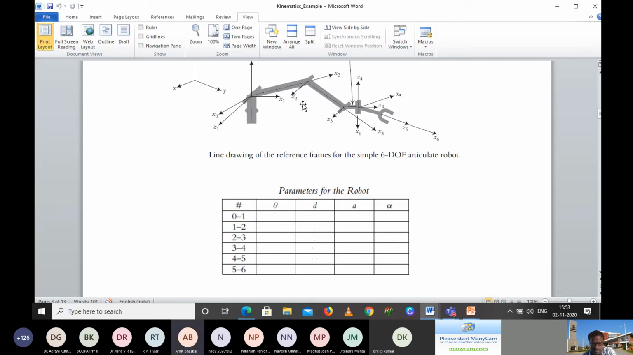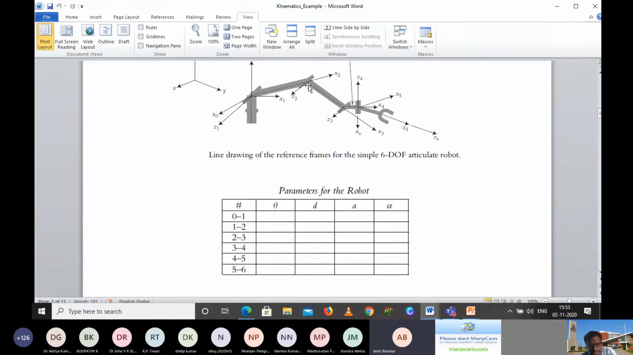This one, Z2 and Z3. So we are having theta 3 again. Will we have any distance, sir? Just check Z2 and Z3. D means the distance along the Z axis. Will we have any distance? No, sir.